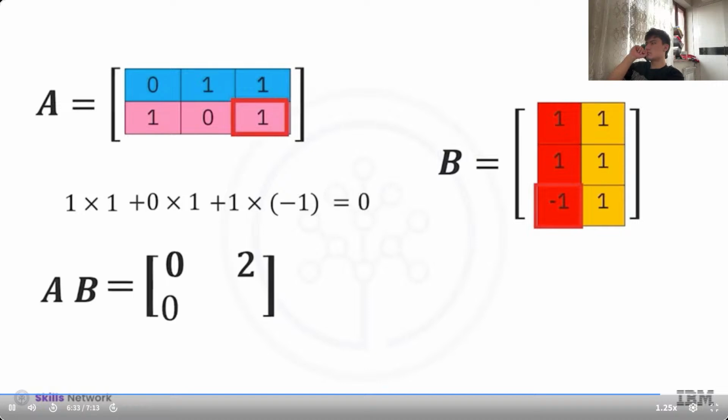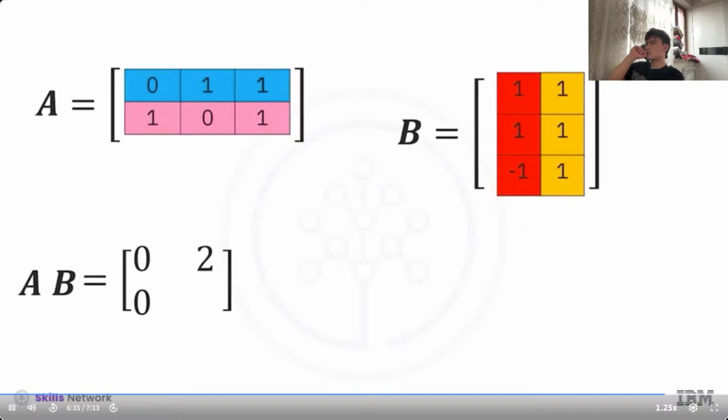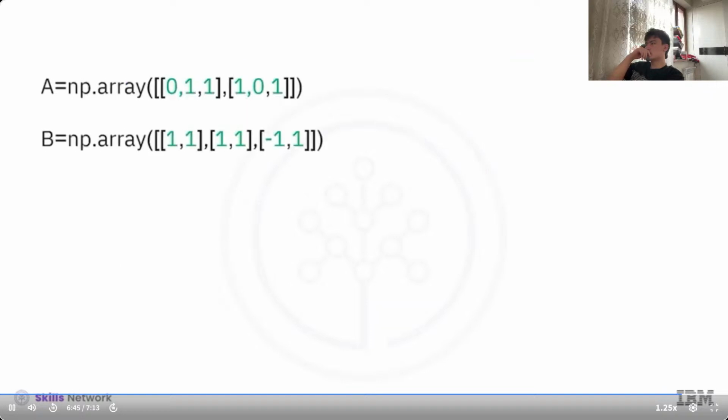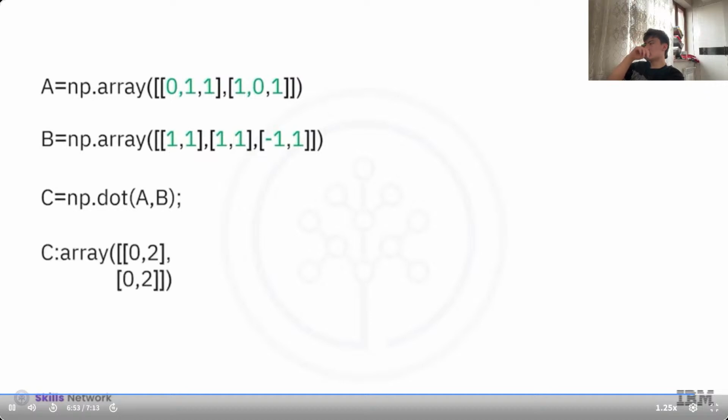The result is 0. Finally, for the second row and the second column of the new matrix, we take the dot product of the second row of the matrix A with the second column of matrix B. The result is 2. In numpy, we can define the numpy arrays A and B. We can perform matrix multiplication and assign it to array C. The result is the array C. It corresponds to the matrix multiplication of array A and B.